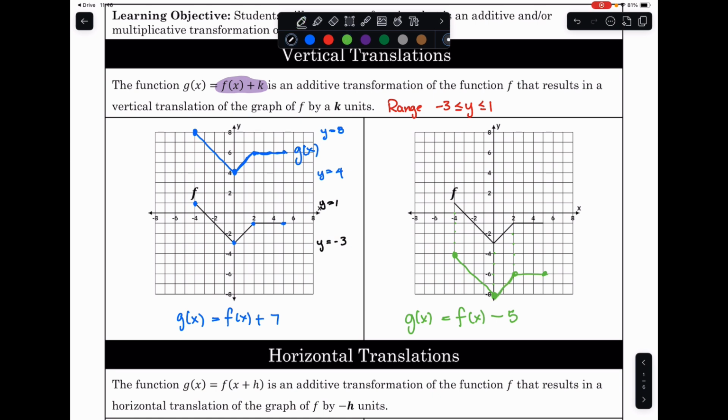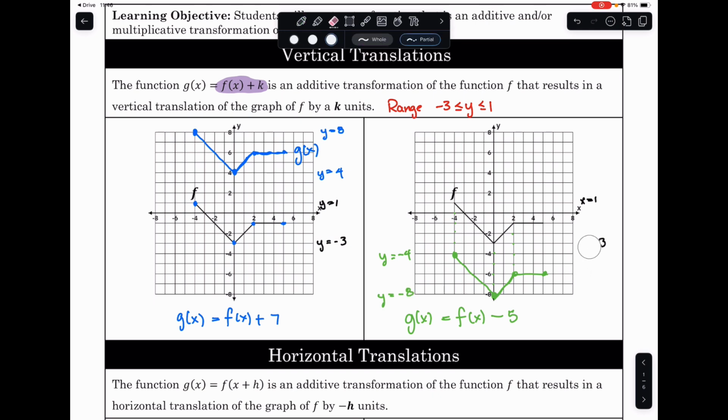So this function again is the same as the previous one. Our range is from +1 down to -3. And you'll notice again, by shifting it down, the range has now shifted to where the highest y value is at -4, and the lowest y value is -8.